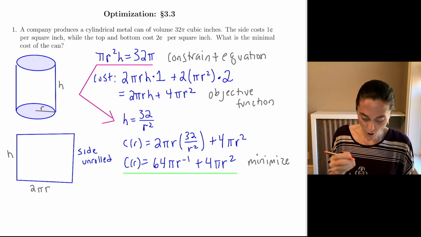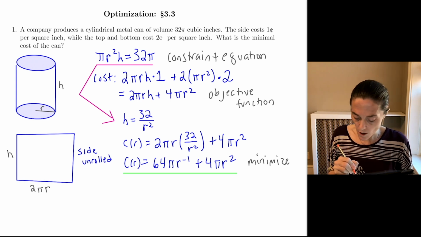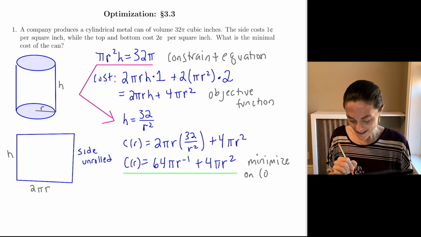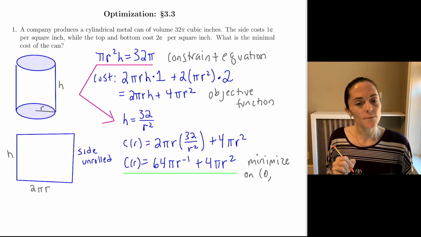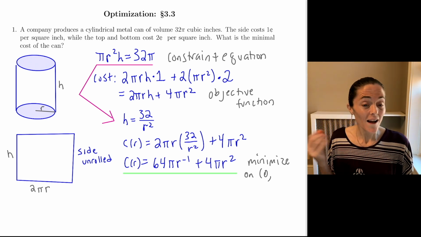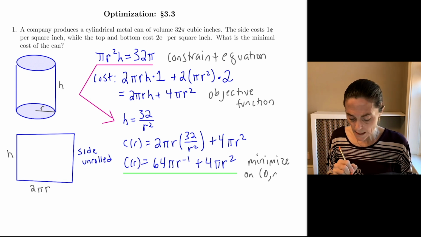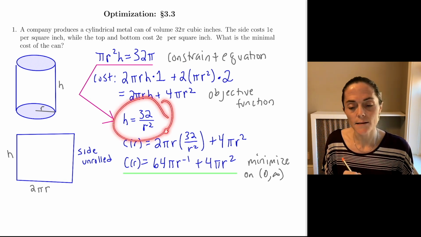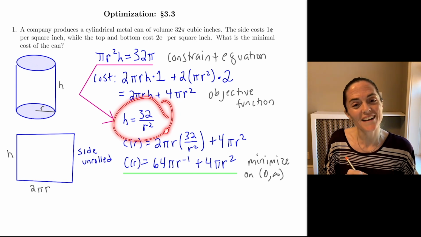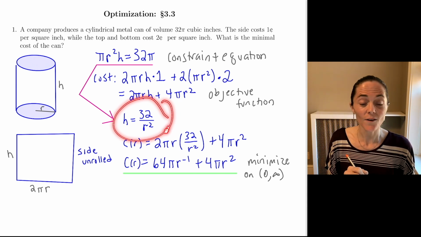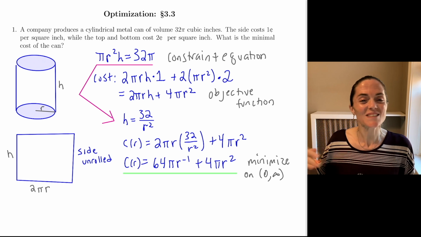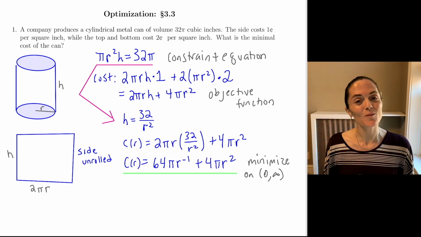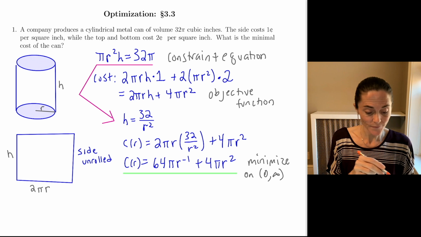We can think about the domain here. R cannot be 0. That wouldn't make a can. And similarly, r can be any positive number because we could always find an h that satisfies this and make a can. So we are minimizing this function on the open interval from 0 to infinity. Okay, this was the hard part. This is the setup of the problem. Now we're ready for derivatives, critical points, things like this.